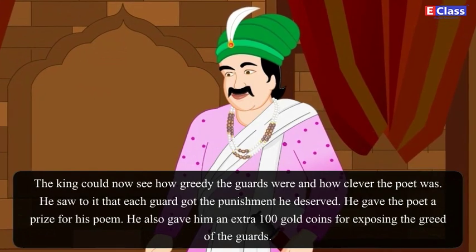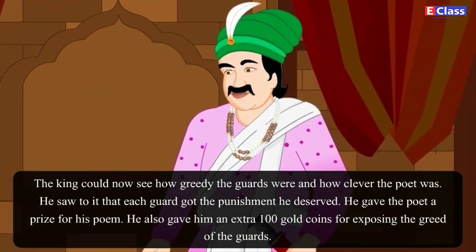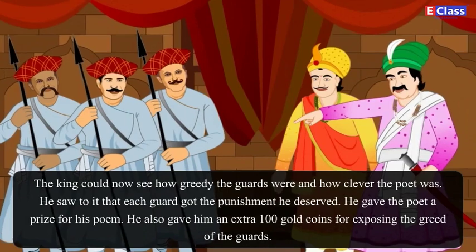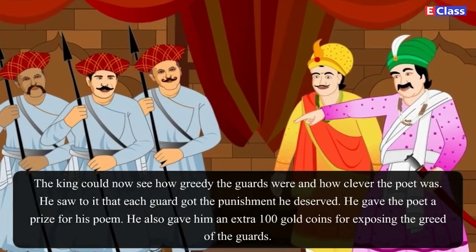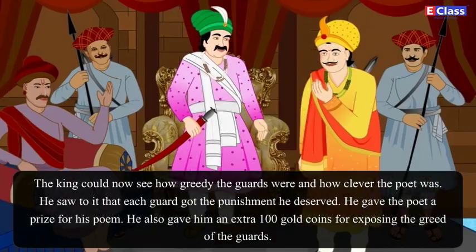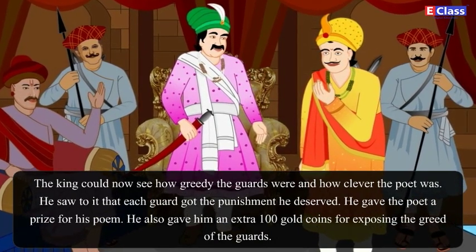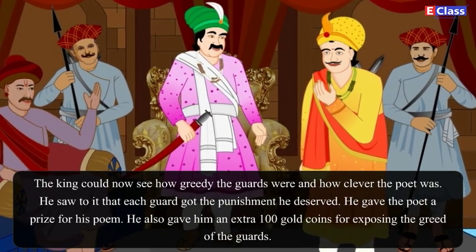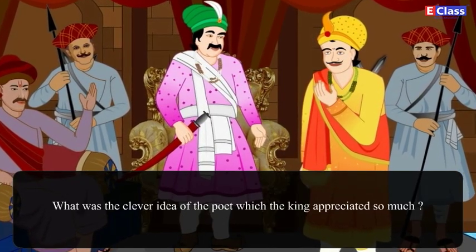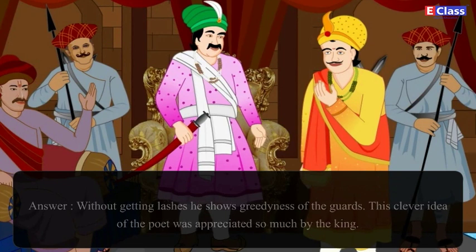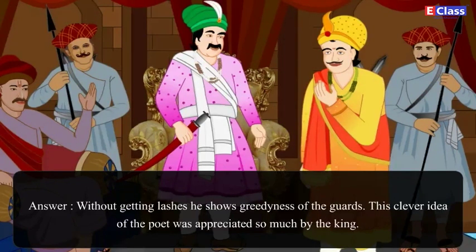The king could now see how greedy the guards were and how clever the poet was. He saw to it that each guard got the punishment he deserved. He gave the poet a prize for his poem. He also gave him an extra 100 gold coins for exposing the greed of the guards. What was the clever idea of the poet which the king appreciated so much? Answer: without getting lashes, he shows the greediness of the guards. This clever idea of the poet was appreciated so much by the king.